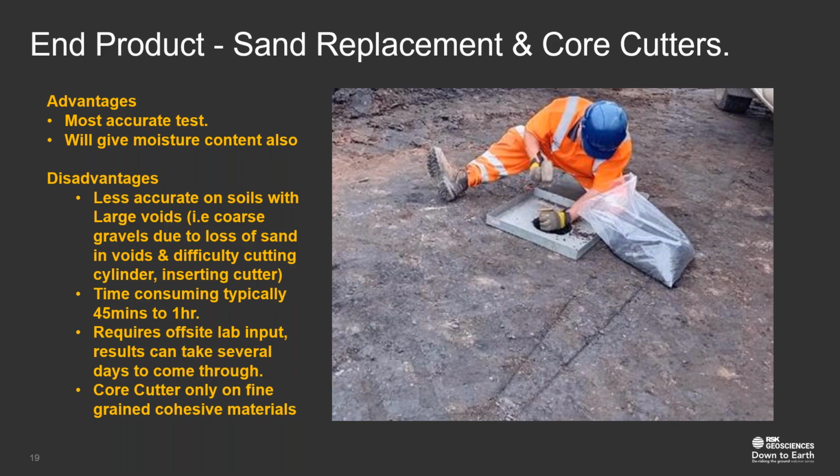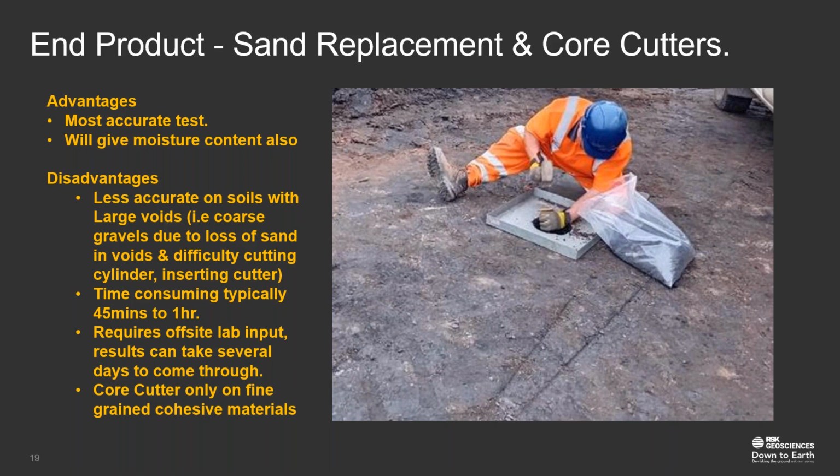Core cutter works in a similar fashion. It just basically involves a metal cylinder being pressed into the soil and then retracted. Obviously, it only works on fairly fine soils, which you can press the core cutter into, and it's got to be retained in the core cutter when you extract it. So generally it only really works well on relatively cohesive soils, but it's a quick technique when you can do it.